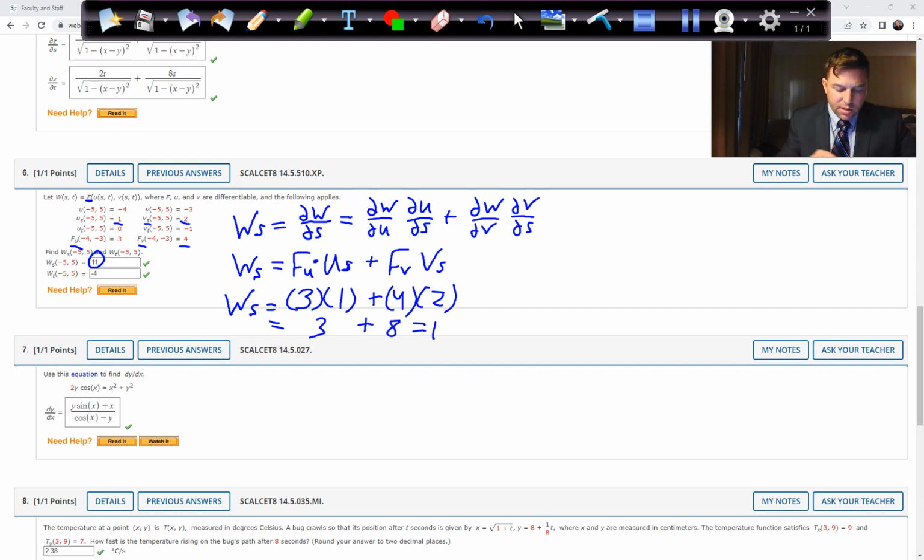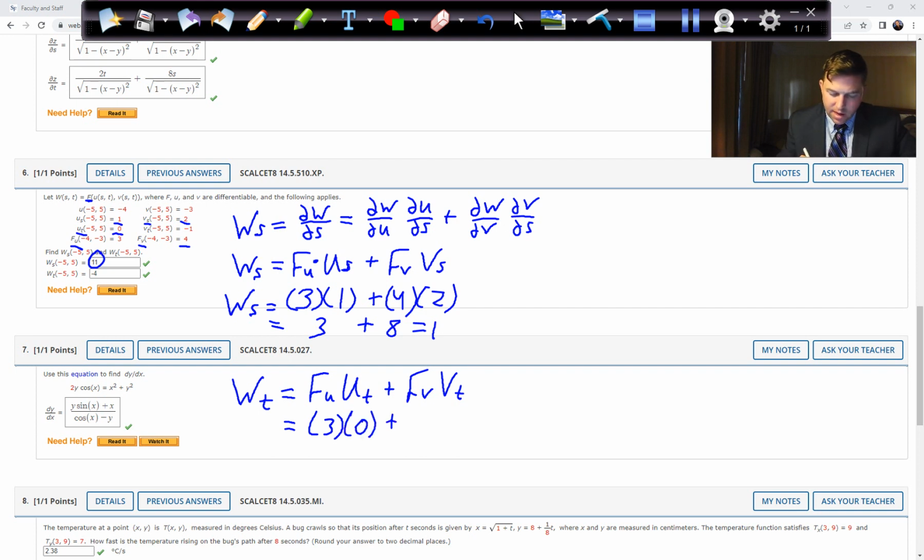Okay, now they're going to want us to find wt. Wt is going to be, let me just jump to this nomenclature, it's going to be fu ut plus fv vt. And fu was 3, ut is now 0, according to this right here. Fv we saw before was 4, and vt is -1. So this is going to be 0 minus 4, which is minus 4.